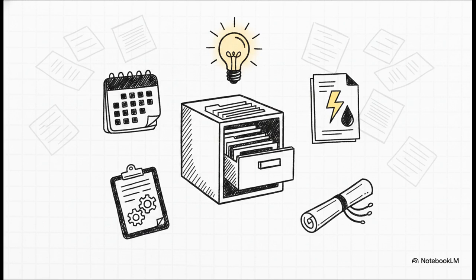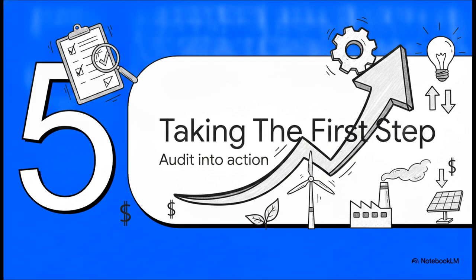If the auditor has to spend 3 days just hunting through filing cabinets for your electricity bills, well, they aren't spending that time finding the actual energy leaks on your factory floor. Help them help you. And that brings us to Section 5, taking the first step. How do we convert this audit into action?